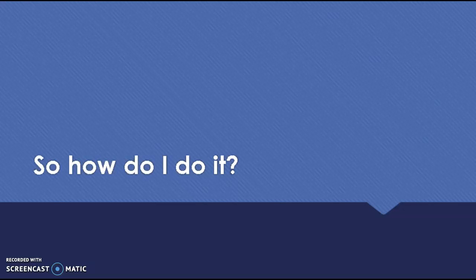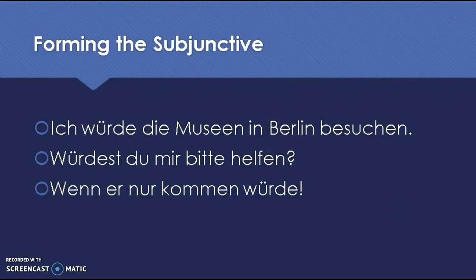You've already seen a number of examples, so I think you're getting familiar with the pattern. So, how do we form the subjunctive? Let's look at these examples. Ich würde die Museen in Berlin besuchen. Würdest du mir bitte helfen? Wenn nur kommen würde. If you'll notice in all of these sentences, we have a combination of würde and an infinitive.